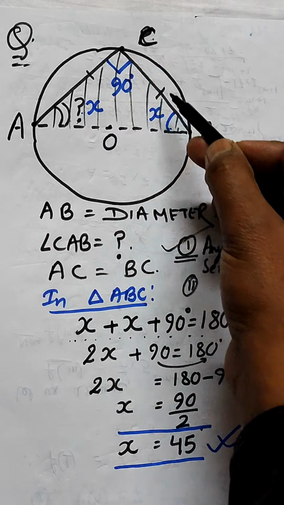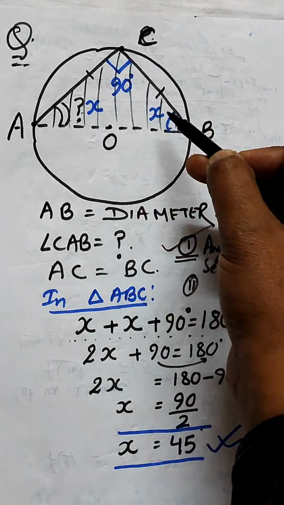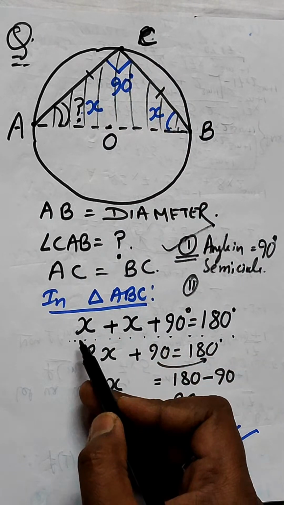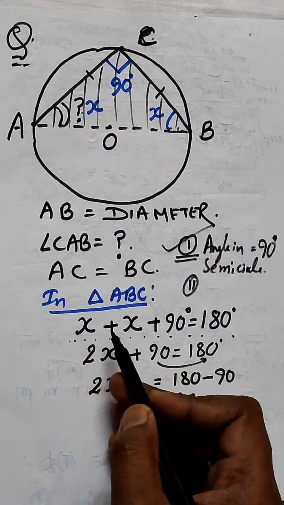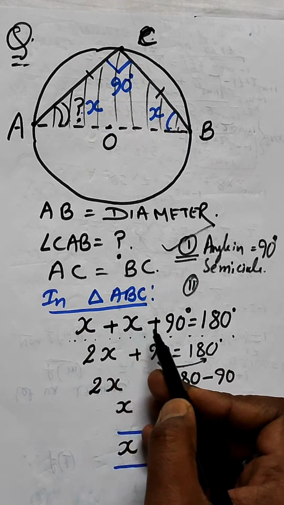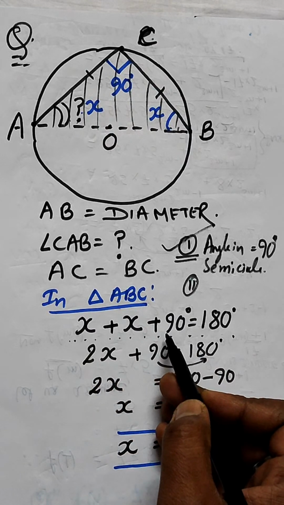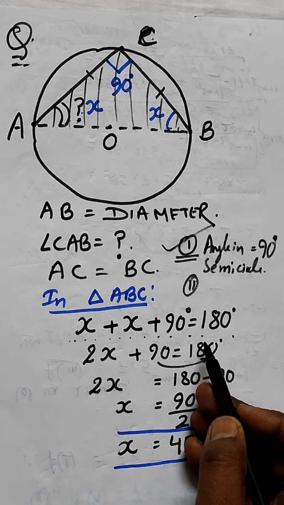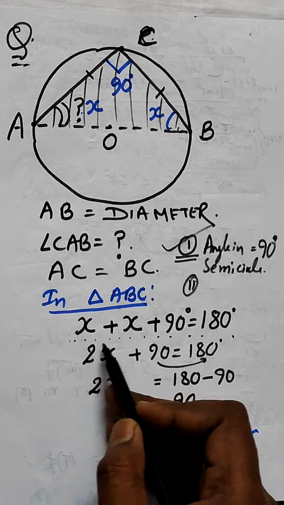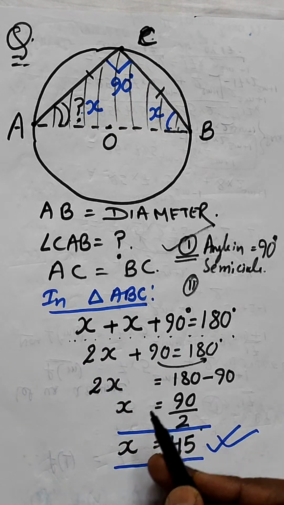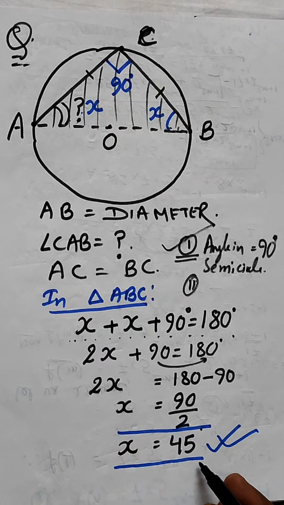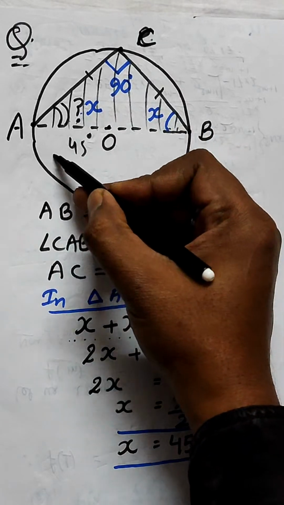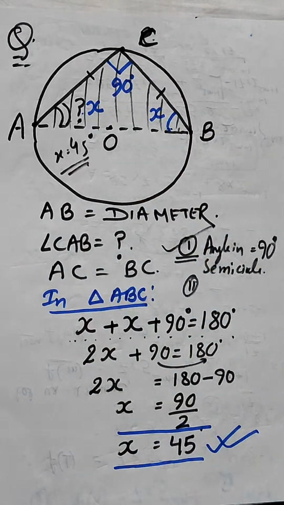And we know that the sum of all the angles of any triangle is 180 degree. So in triangle ABC, we applied the same, right? Just add up the values, x plus x plus 90. These are the three angles, and when you add up, this will give you 180 degree. So this is our linear equation where we solved to get the value of x as 45 degree, right? So this question is solved. X equal to 45 degree is our answer, right?